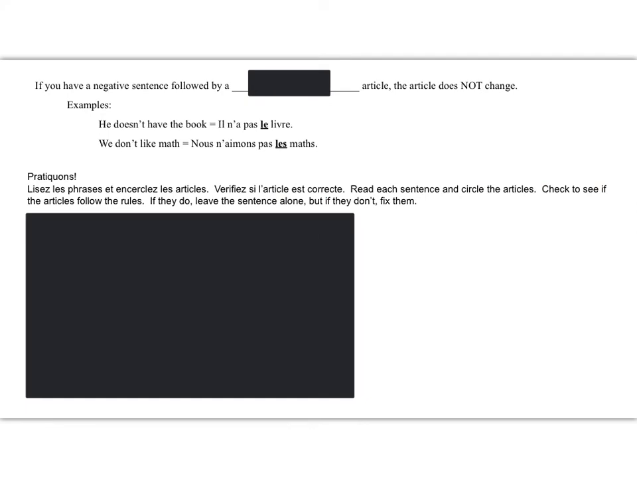And the last rule is that if you have a negative sentence followed by a definite article, which remember that the definite articles are le, la, l', and les. So if one of those is right behind the ne and pas, then we don't have to do anything. We get to leave it in there. Because think about it, even in English, we say, I don't have the book. That makes total sense. He doesn't have the book, meaning there's a specific one. So we just leave the le in there.